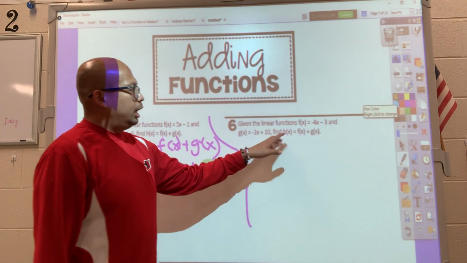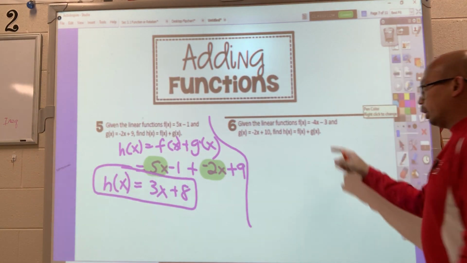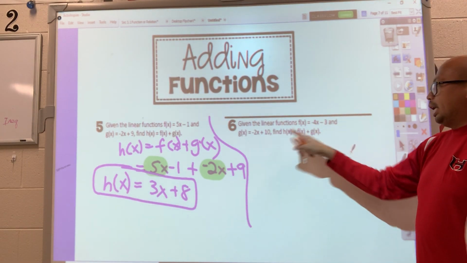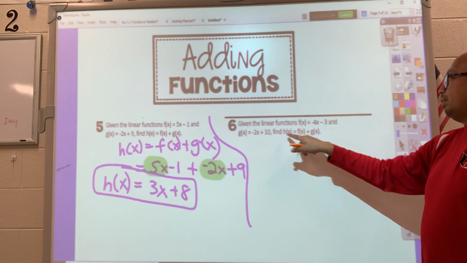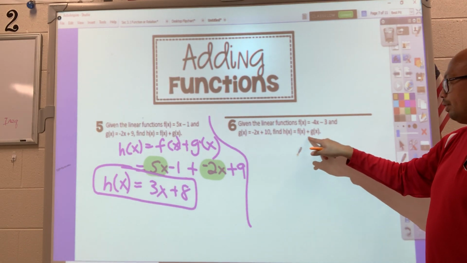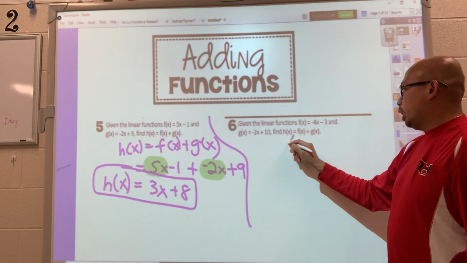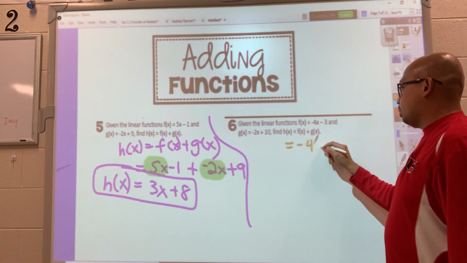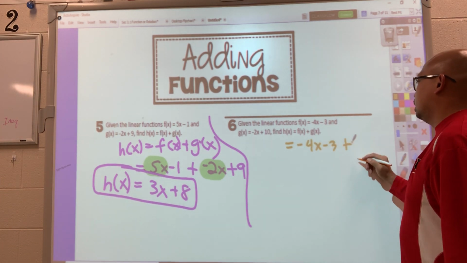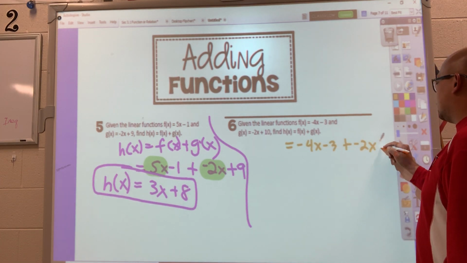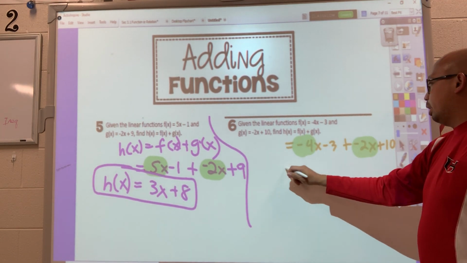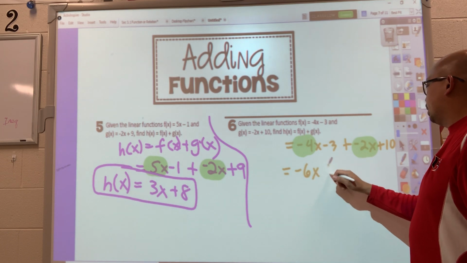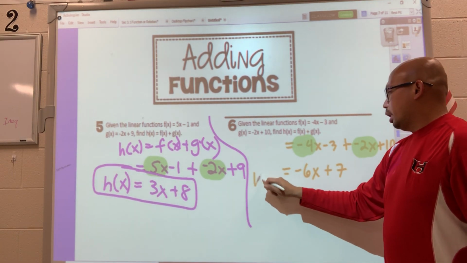Number 6, given the linear function f of x equal to negative 4x minus 3 and g of x equal to negative 2x plus 10, find h of x which is equal to f of x plus g of x. So it's the same thing. You're going to add them: negative 4x minus 3 plus negative 2x plus 10. So you're going to combine the like terms. These two here are like terms, so that will give you negative 6x plus 7, and that's your h of x.